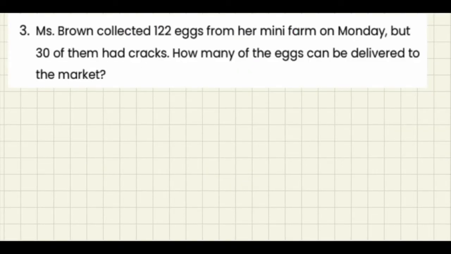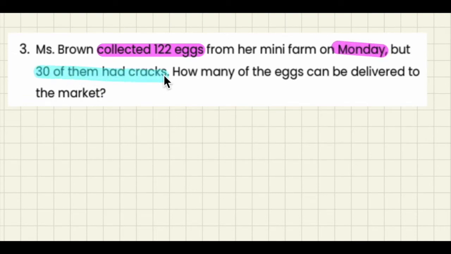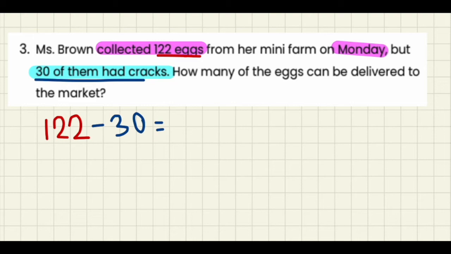This is our third question. Miss Brown collected 122 eggs from her mini farm on Monday, but 30 of them had cracked. How many of the eggs can be delivered to the market? To find out the number of eggs that can be delivered to the market, we have to find out the number of eggs that were not cracked. So we have to take the total number of eggs she has and subtract the number of eggs that were cracked. So it would be 122 minus 30. Let's try to solve this using horizontal form.